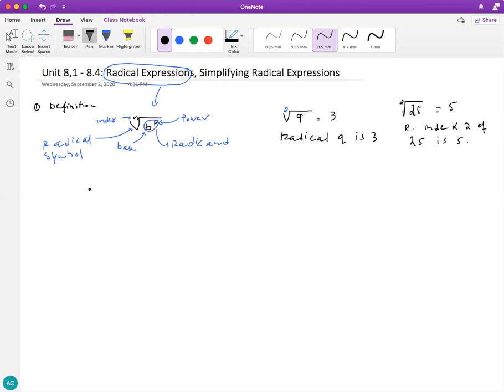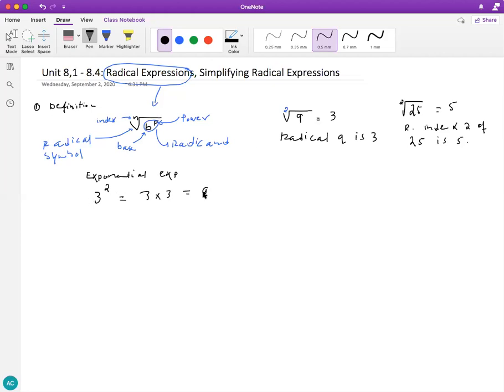So basically, when we say 3 to the second, which means 3 times 3, it gives us 9. This is just an exponential expression, okay? Exponential expression. When we expand it, we get to this exponential, not radical, but exponential expression, simply because we have an exponent and a power.